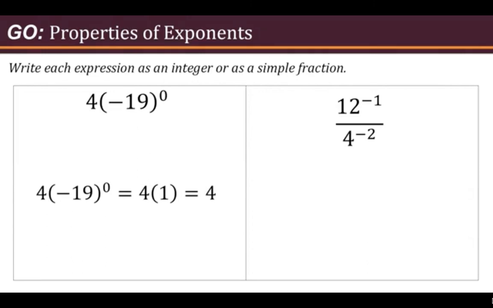For the second example, 12 to the negative 1 over 4 to the negative 2. Remember the property that negative exponents move numbers from the numerator into the denominator and vice versa, since they are used to represent taking the reciprocal of a number. We first focus on the negative exponents, then we will simplify the fraction. So, 12 to the negative 1 over 4 to the negative 2 becomes 4 squared over 12 to the power of 1, which is equal to 16 over 12, or 4/3.